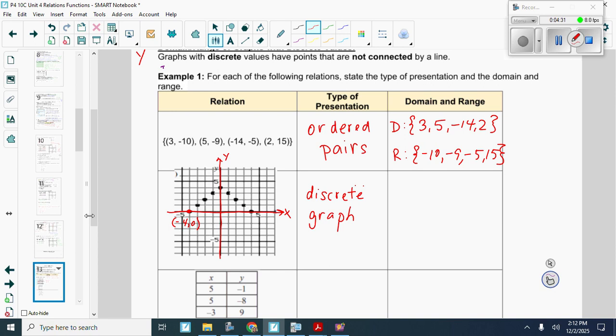So what I want you to do is, there's 1, 2, 3, 4, 5, 6, 7, 8, 9. There's 9 dots. I want you to write down the domain. There's going to be 9 numbers in your domain, 1 for each of the X values.